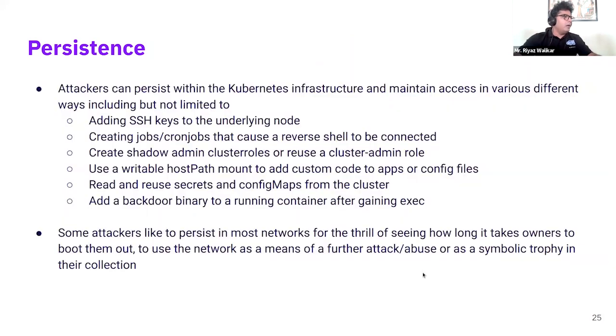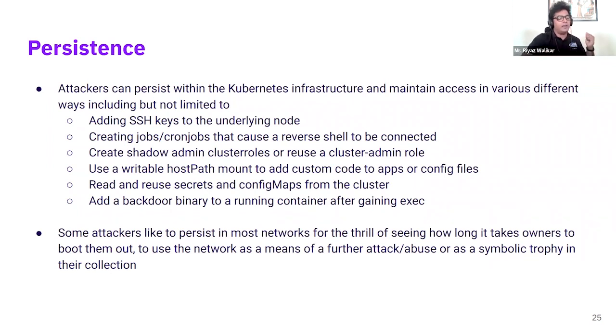Persistence: an attacker can persist within the Kubernetes infrastructure, and there are tons of places where they can reside. You can add SSH keys to the underlying node, and then you don't have to worry about the Kubernetes configuration at all. You don't have to worry about kubeconfig. You can simply SSH into the node. You could create jobs, cron jobs that cause reverse shells to be connected, which you saw as an example.